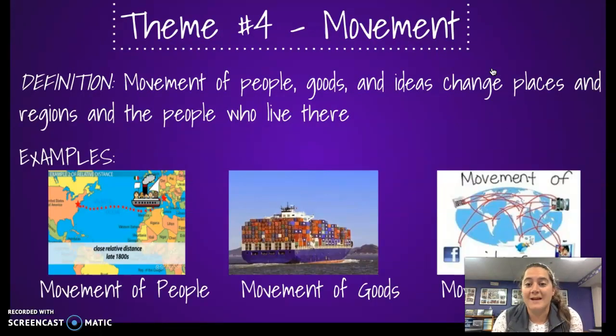Theme number 4 has to do with movement. So movement is really examining how people, goods, and ideas move from one location to the next. So here it says definition, movement of people, goods, and ideas change places and regions and the people who live there. So if you were to research movement for the country that you chose, for example, I just said Italy, I would say, how do people move in Italy?